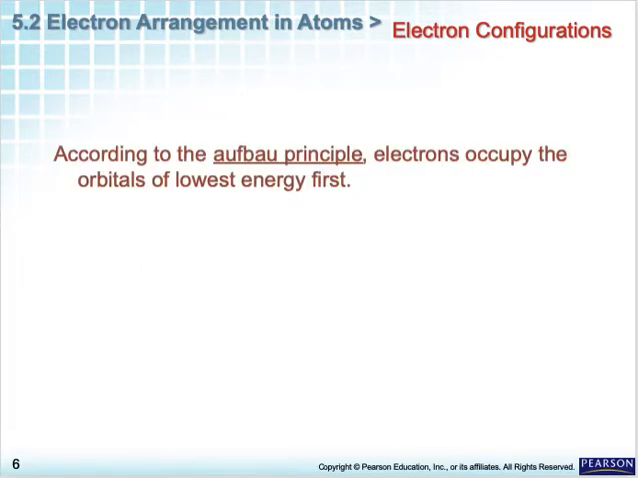So, according to the Aufbau principle, electrons occupy orbitals of lowest energy first. Aufbau is just German meaning filling up, and so you start at the bottom and work your way up.